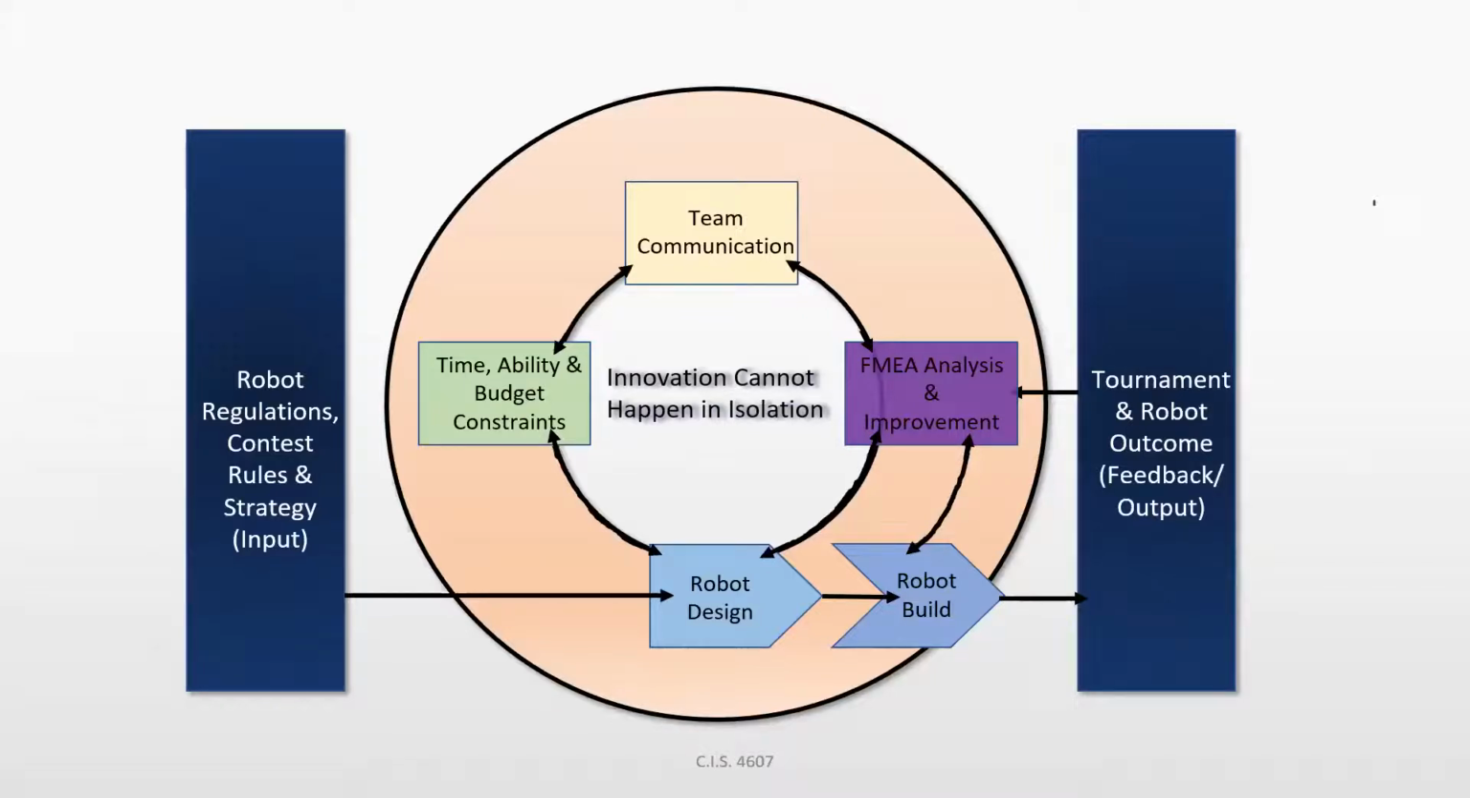That comes back from the tournament. Then we go into our FMEA analysis and we work on our improvements. That is fed into the team communication. And with time, ability, and budget, we all know that those are realities we all face. That gets fed into it, and it's an everlasting circle at that point. We're constantly communicating. Continuous improvement is a huge way of handling FMEA, and we're going into that ever running circle with that. So that's what we're trying to show here.